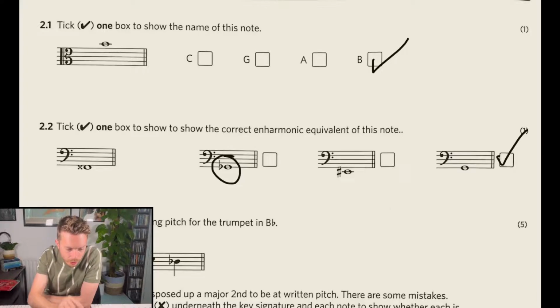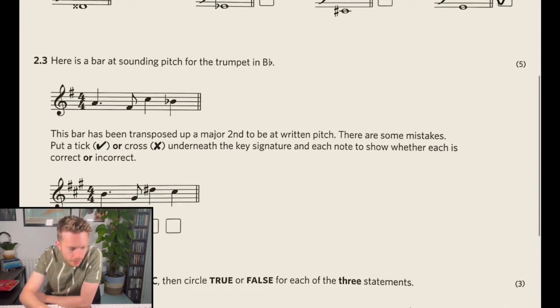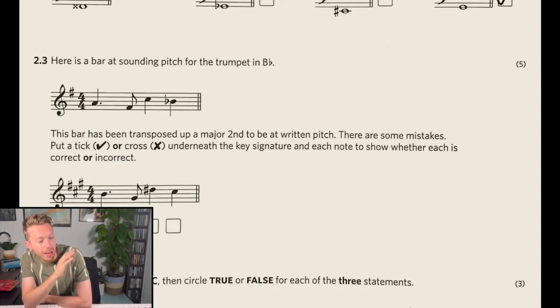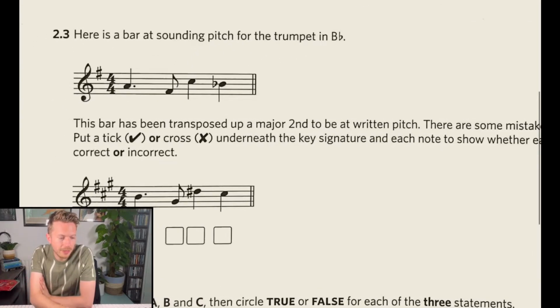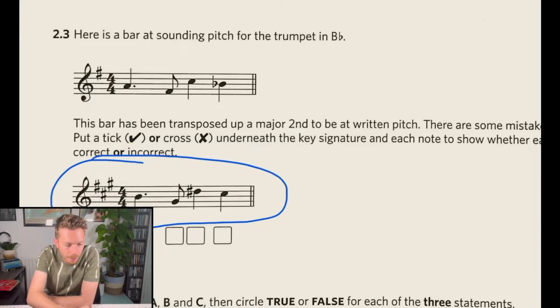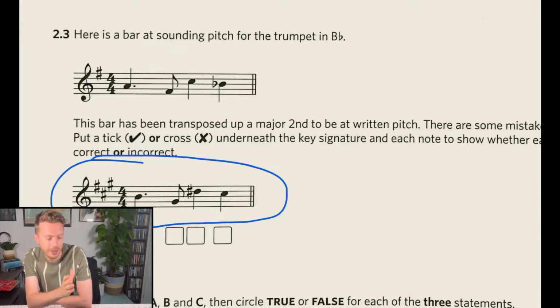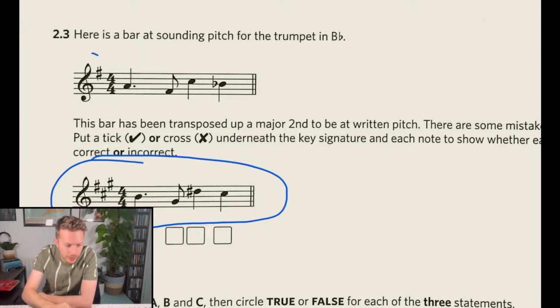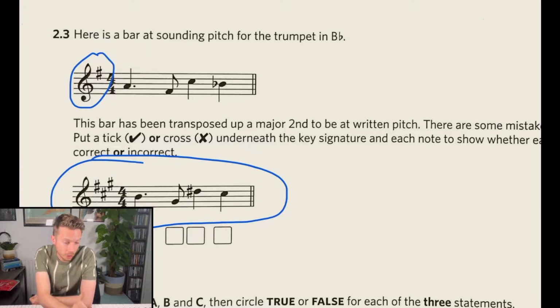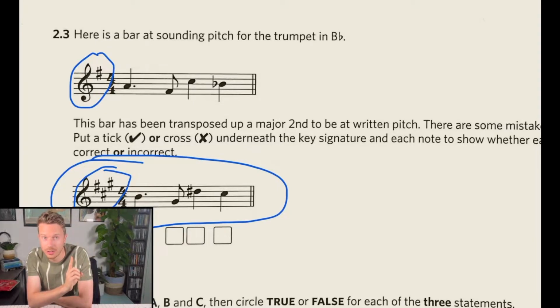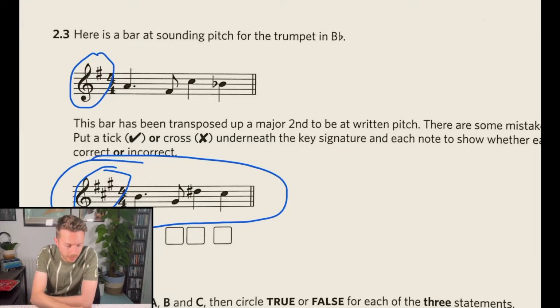So if we're looking at this one, a G flat will sound the same as an F sharp, etc. So next question: here is a bar at sounding pitch for the trumpet in B flat. In the orchestra, we have a number of transposing instruments. This question gives you an example of something that has been transposed up a major second, and we have to figure out whether that is correct or not. The first thing we need to look at is the key signature. The key signature here is G major, and because we have one sharp, it goes to A major. A is one tone, or a major second, above a G, so that is correct.